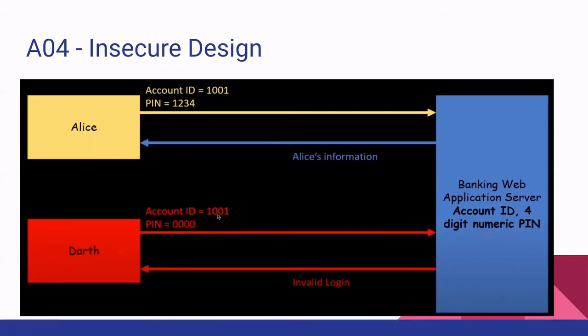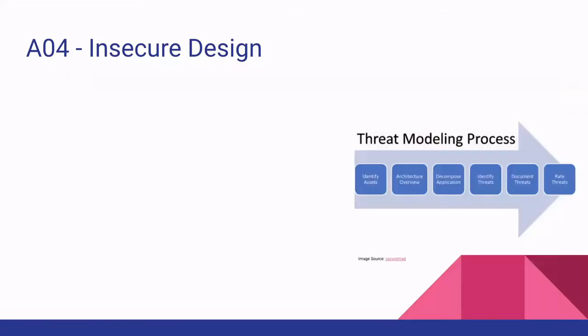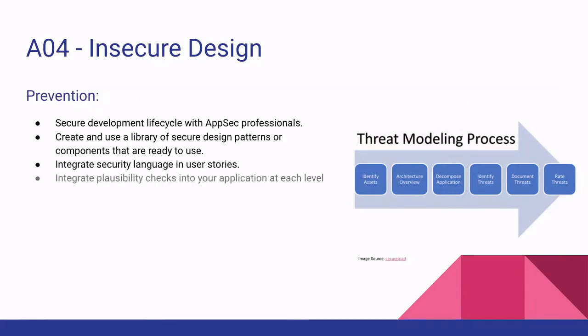So if you see here, right, the only combination is, I would say, 10,000, from 0000 to 9999, and it is very easy to brute force all this using proper tools. There are many tools out there which are also free. There are also commercial tools available to perform such intruder attacks. So with insecure design, right, there are a couple of things one can do to prevent all this.